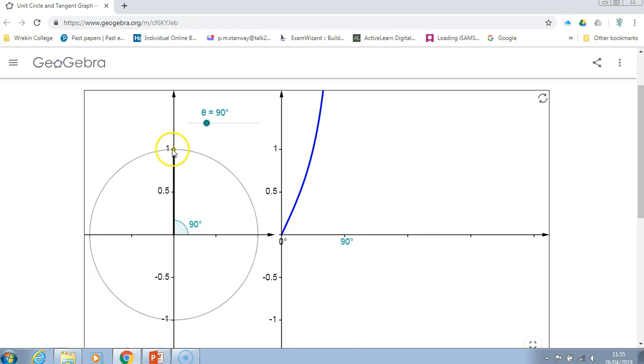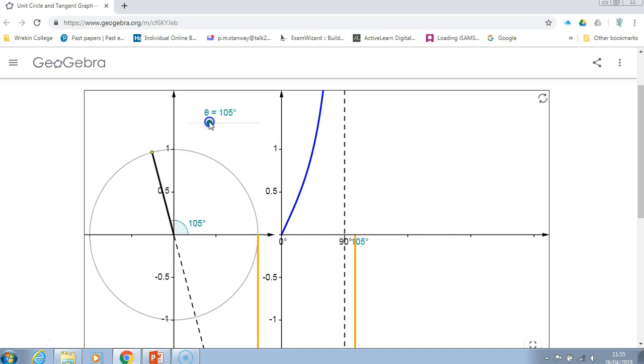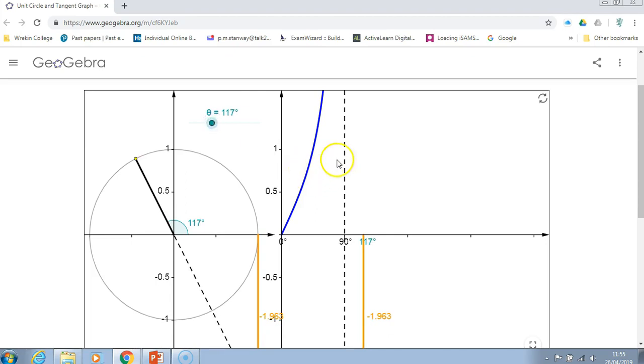As we get just a little bit past 90, oh no, sliding the wrong thing, try again, there we go. You'll see the dotted line, that's our asymptote, 90 degrees can't happen, and you'll see it's reappearing here, because now the opposite side is positive, but the adjacent side is negative. So that's why that's becoming negative.